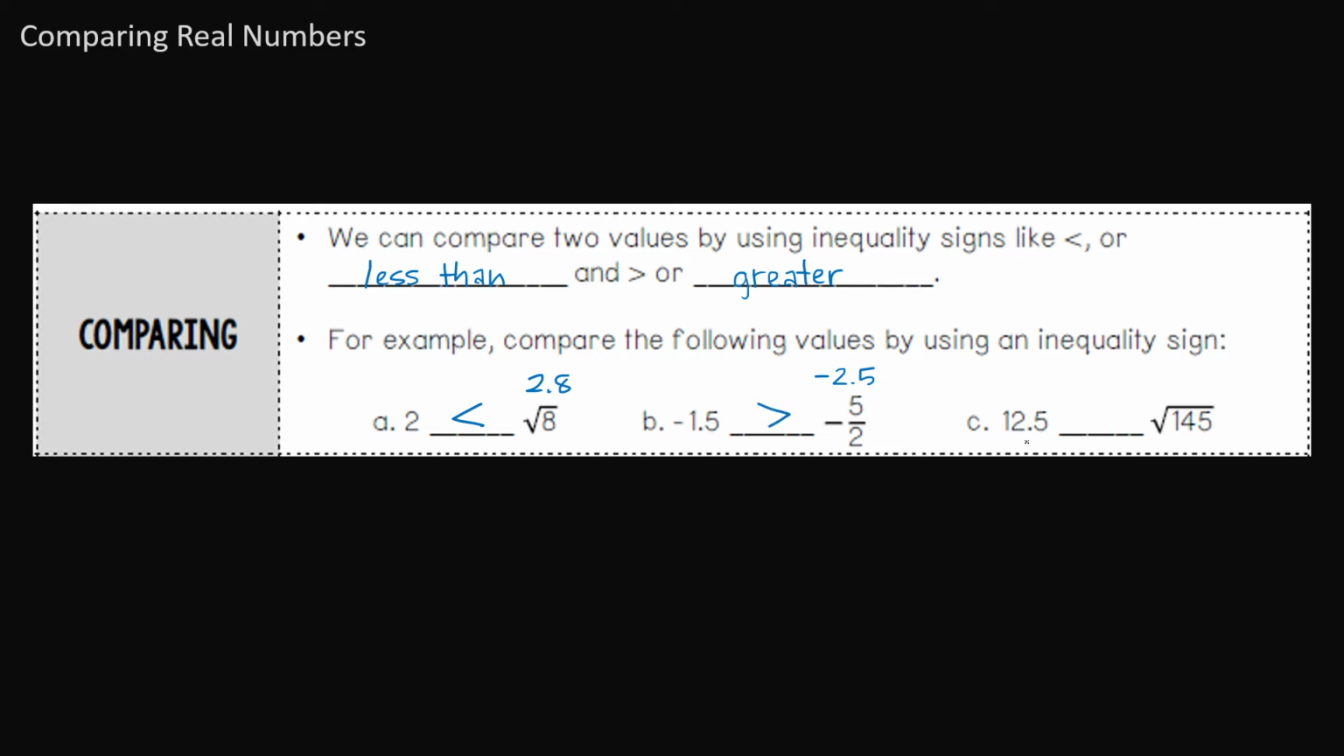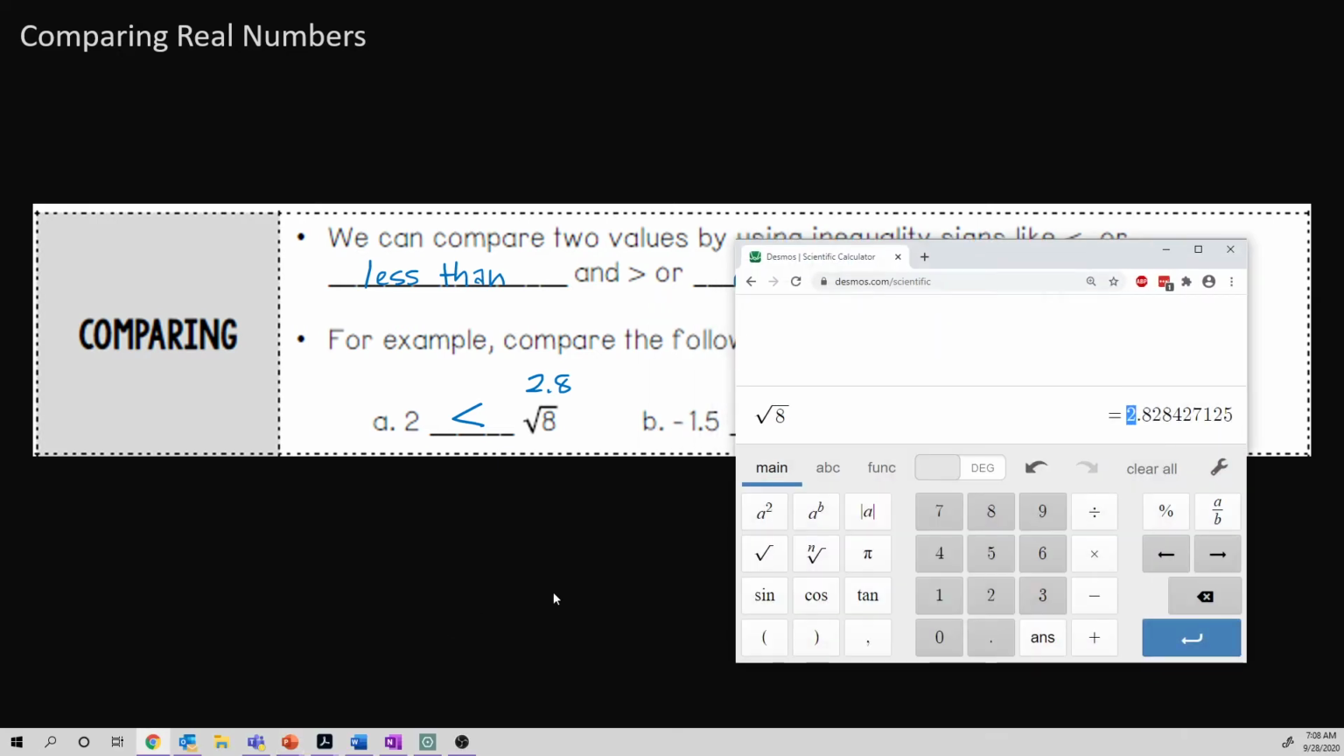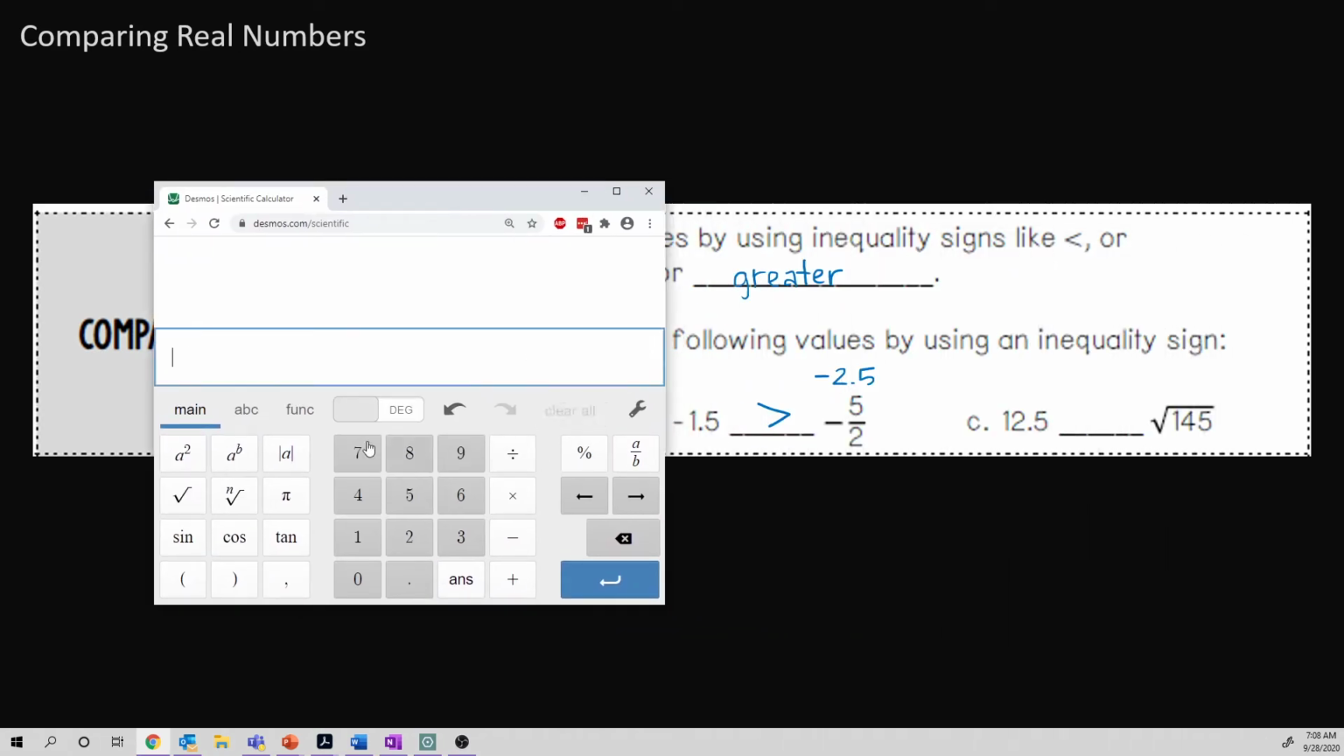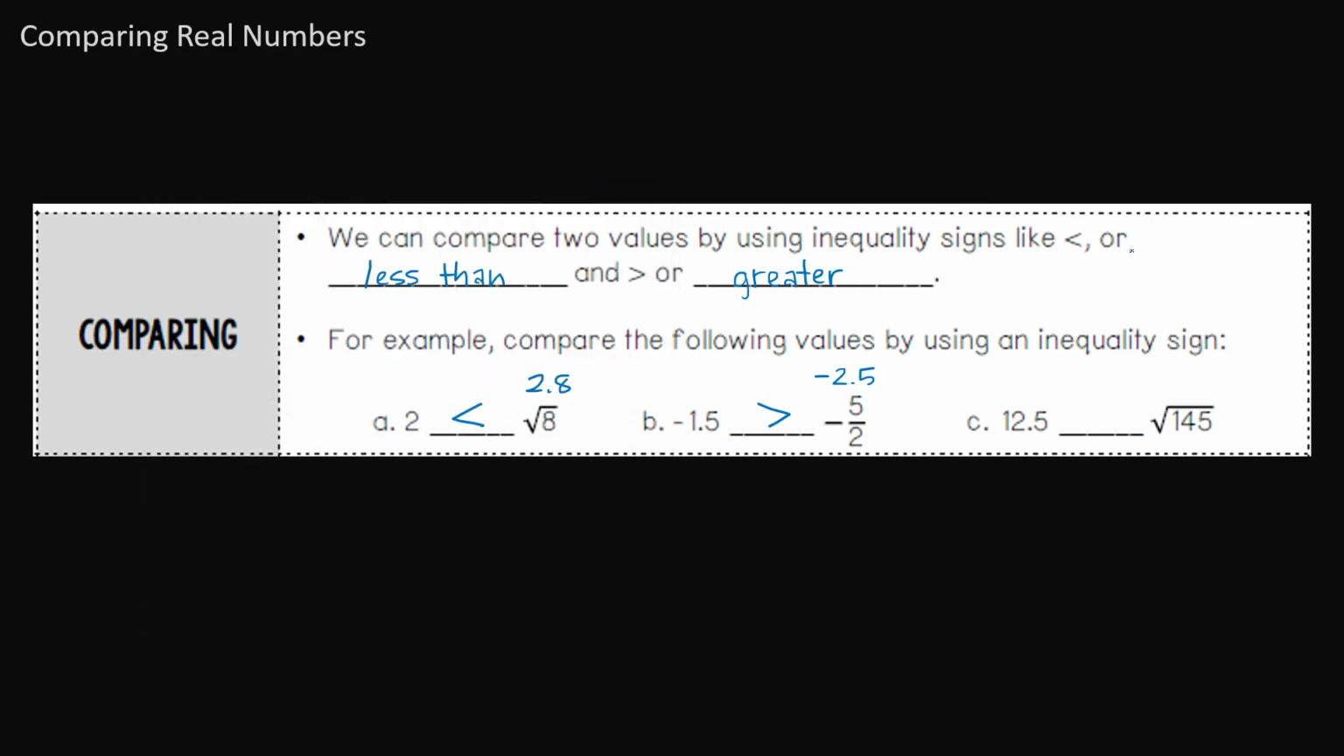And C, 12.5 compared to the square root of 145. Let's pull up our scientific calculator one more time and type in the square root of 145. I know the square root of 144 is 12, so the square root of 145 is pretty darn close. It's about 12.04. So approximately 12.04, and I know that 12.5 is greater than that. 12.5 is greater than the square root of 145.